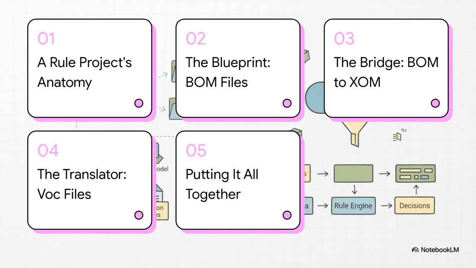So, here's our game plan. We'll start with a quick look at the overall project anatomy. Then, we're going to dive deep into the real workhorses: the BOM file, that's our business blueprint, then the BOM to XOM mapping, which is the bridge to our code, and the vocabulary files that make it all speak plain English. And to wrap up, we'll see how it all clicks together to make a real working project.